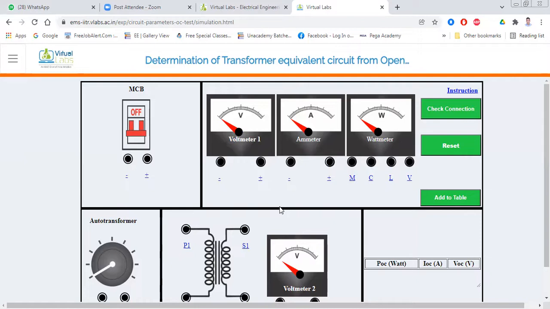So what will we do in the short circuit test? In the short circuit test, we have to connect all the circuit in the high voltage side, and in the low voltage side we must short the low voltage side. OK, is that clear? Now we should design the circuit.